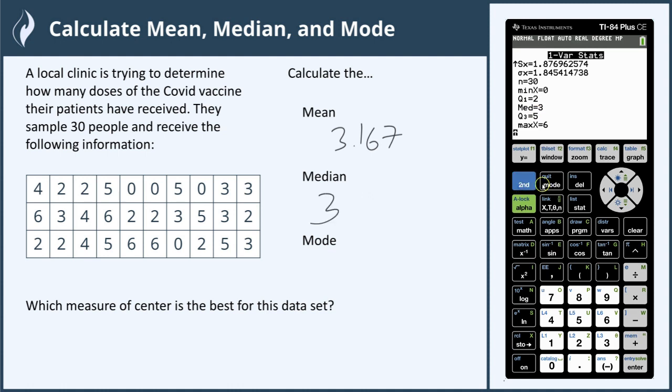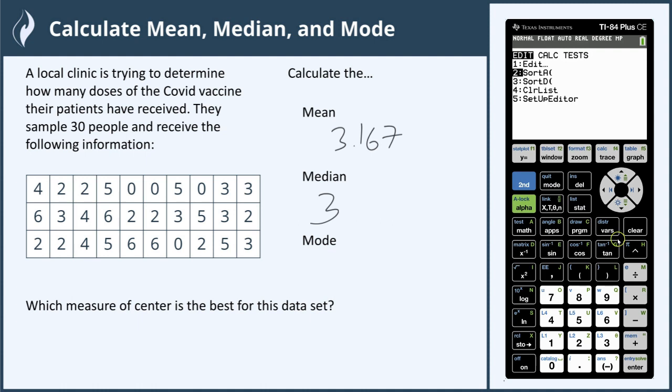The next thing we need to find is our mode. In order to do that, we need to sort our data. So you're going to quit out of that screen, and then you're going to go into Stat, and in that first menu, you have a couple of choices. Edit is where we normally go, but this time we're going to go to Sort A.